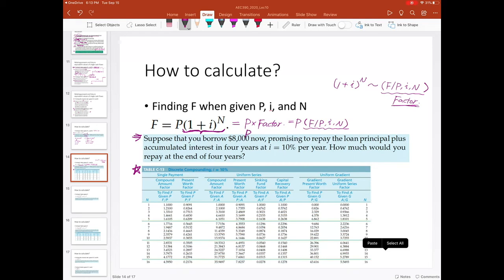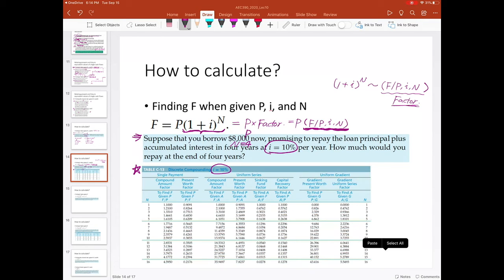The same example: you borrow 8,000 now, that's your P, and you promise to repay after 4 years, so N is 4, at the interest rate I equals 10%. How do you use the factor or table method to calculate your future equivalent? You go check the table in Appendix C, and you want to find the table of I equals 10%. Different tables have different I, but you want the I for this problem, which is 10%.